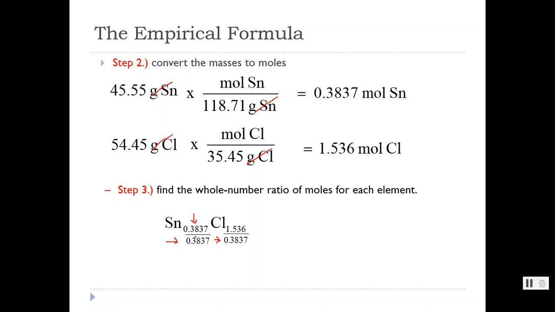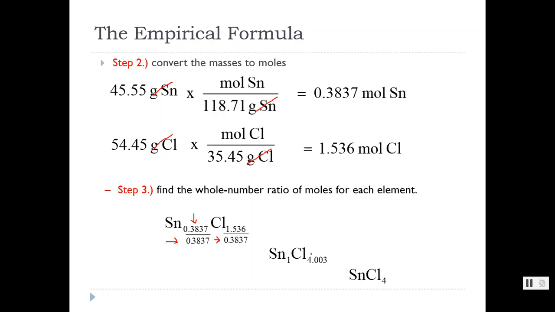That will automatically give you a subscript of 1 for the tin. The chlorine answer is 4.003, which is pretty darn close to 4. So our final empirical formula is SnCl4. Again, remember you don't use the subscript 1 because it's implied. So that is our empirical formula for this problem.